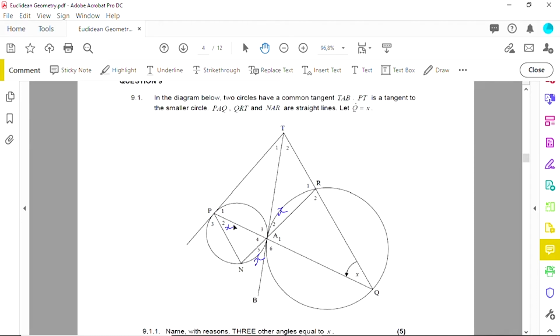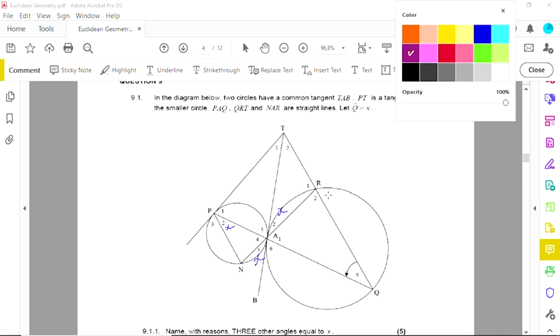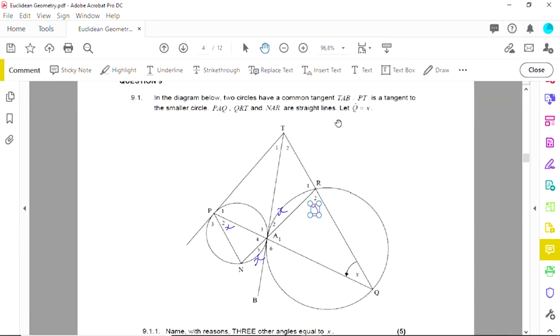Again, sorry, not this. We're looking at this cyclic quad, so we want to show that A4 is equal to this 2, exterior angle of a cyclic quad. Or we can just show that this R2 is equal to P1, again exterior angles of a cyclic quad. I think it would be much easier to show this because we're just dealing with one angle. Let's do this one. So we want to show R2 is equal to P1. Let's call R2 Y.